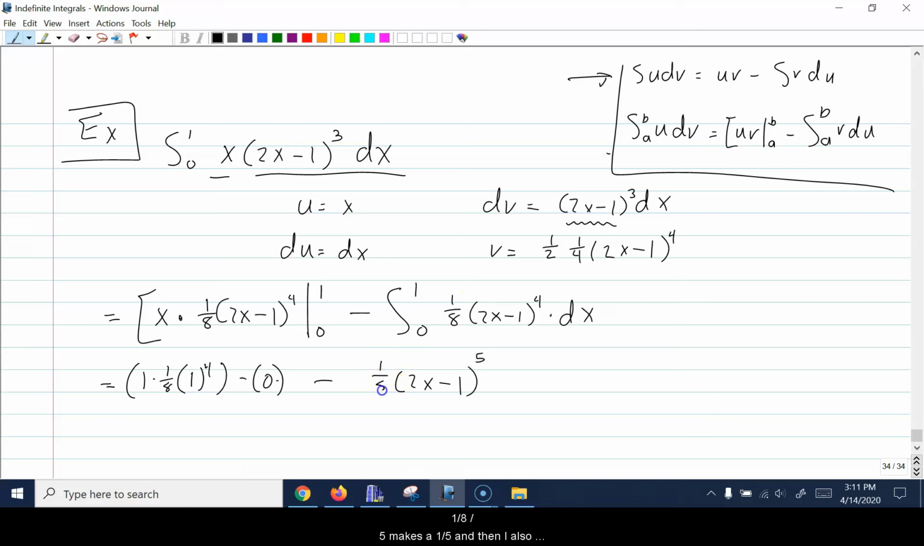1/8 divided by 5 makes a 1/5, and then I also need to divide by this 2. So I get 1/2, 1/5, and 1/8 all out front. This I've integrated but still haven't plugged in. I need to evaluate this from 0 to 1. This number is 1/8 minus 0 minus, I'll put it in brackets, plug in 1, what do you get? First off, this number out front is 1 over 80, not 18, 80. Plug in 1, you get 1 to the 5th.